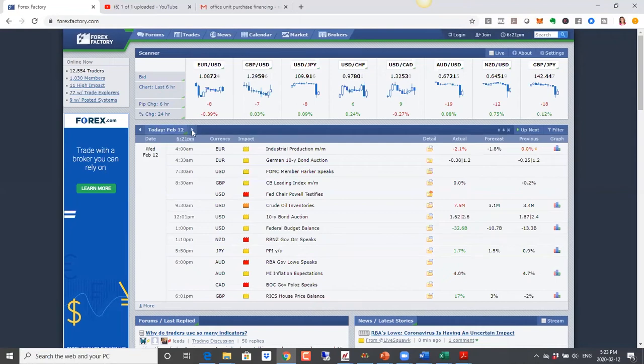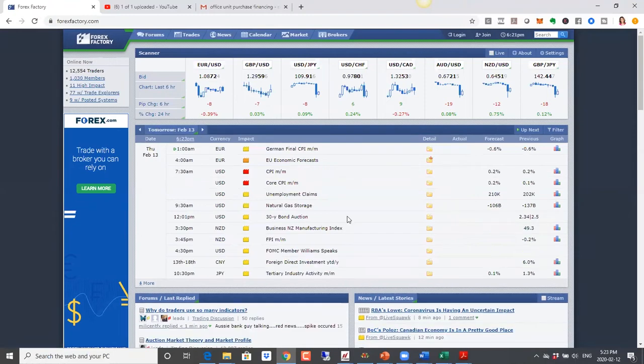So let's move on to Thursday here. So coming up here on Thursday, we do have Euro EU economic forecast. So Euro has been dropping quite a bit over the last little while. It's just been one-way downtrend here. And if we see that the economic forecasts are revised to the downside, that will have a negative impact on Euro, and we could see it drop further.